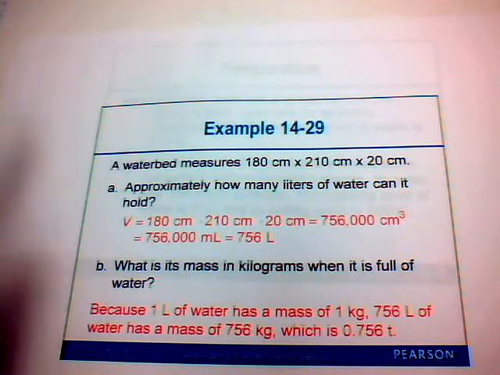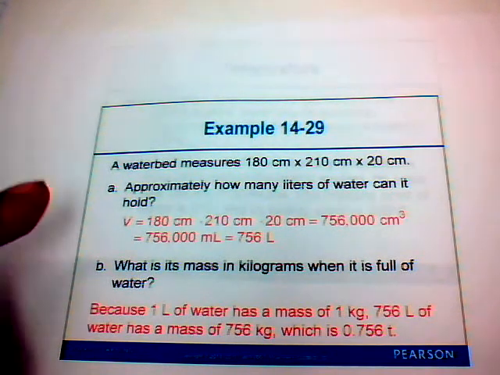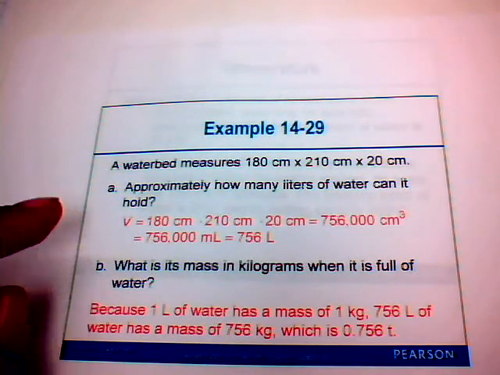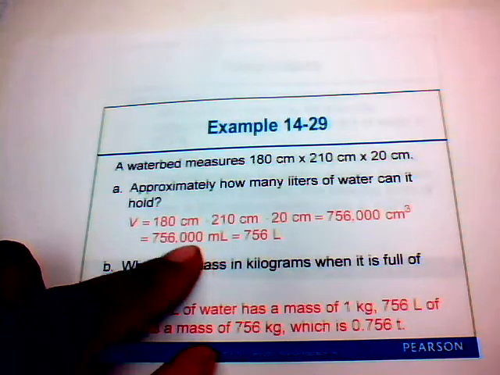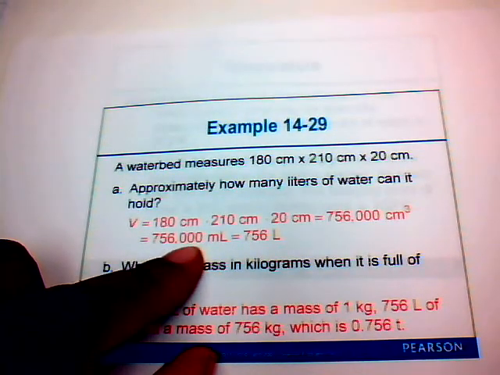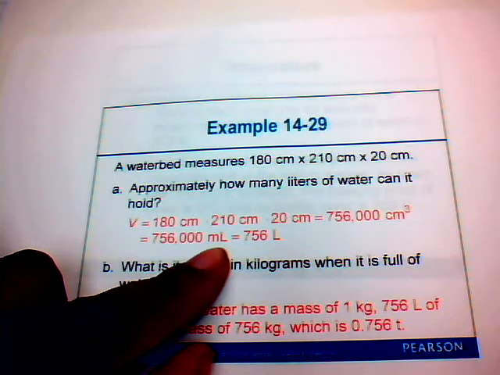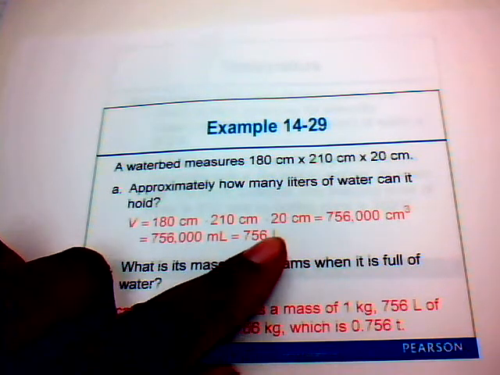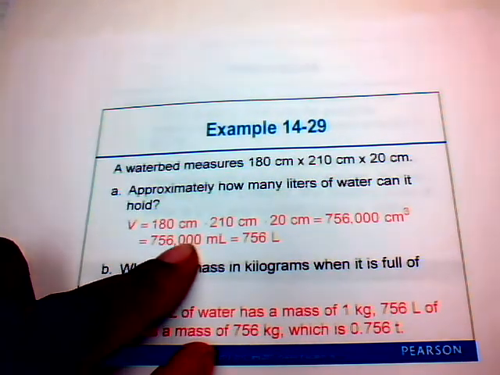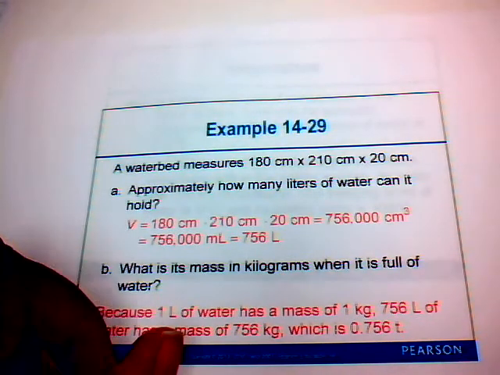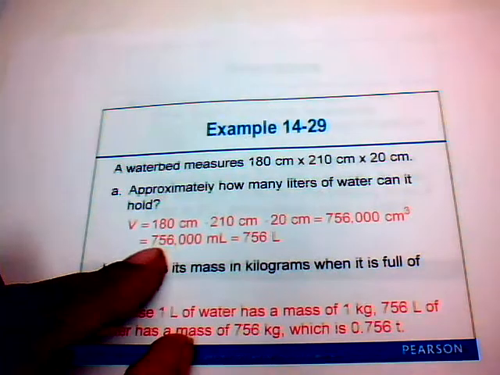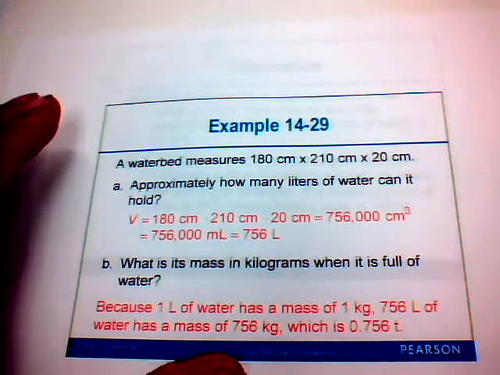Okay, and in this case, 1 cubic centimeter is equal to 1 milliliter. Well, 756,000 cubic centimeters must equal 756,000 milliliters. And we can convert milliliters to liters by moving the decimal point 3 places to the left, because 1 liter is 1,000 milliliters. So we end up with 756 liters.